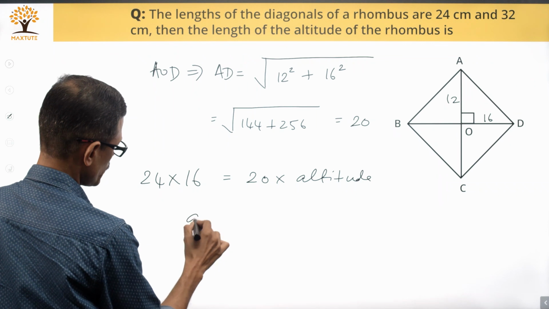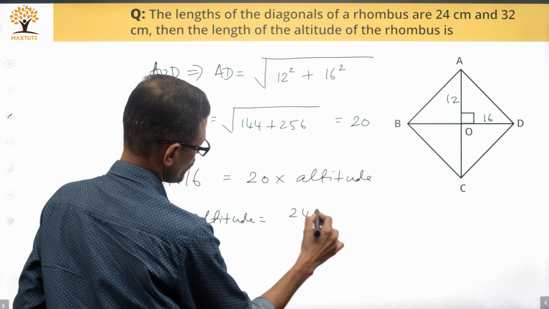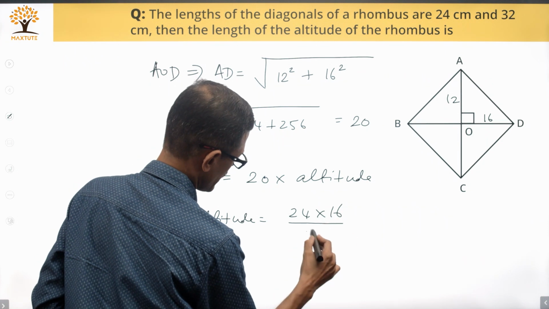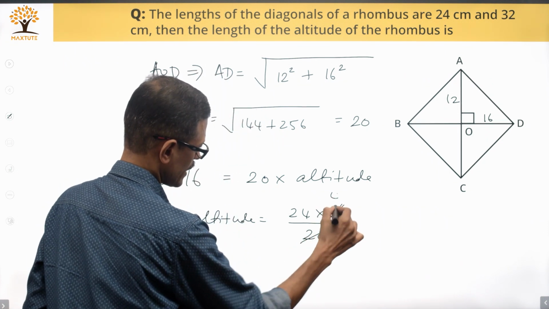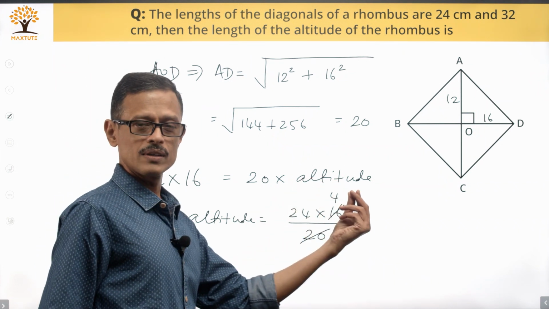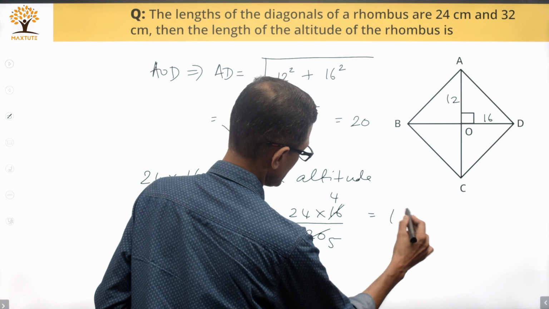So the altitude is equal to 24 into 16 divided by 20. This will cancel out 5 times 4. This will cancel out 4 times 4. 24 into 4 is 96. 96 divided by 5 is equal to 19.2.